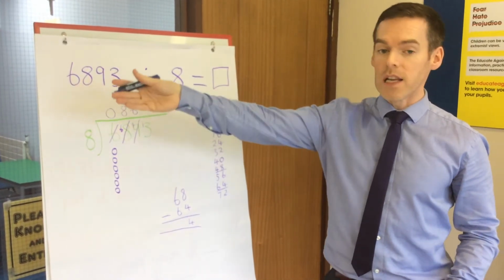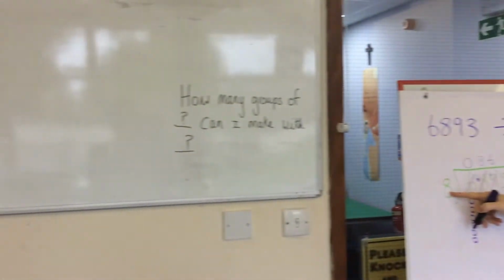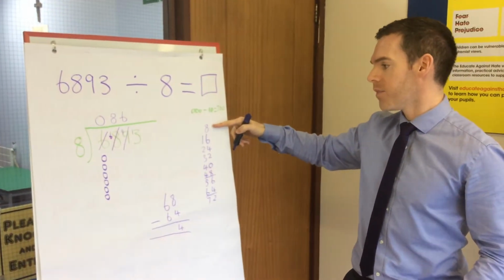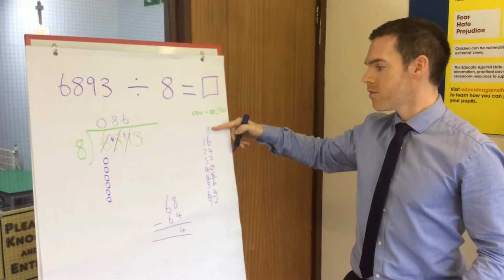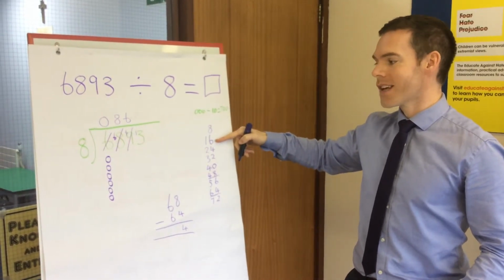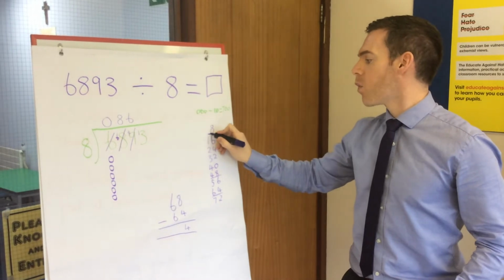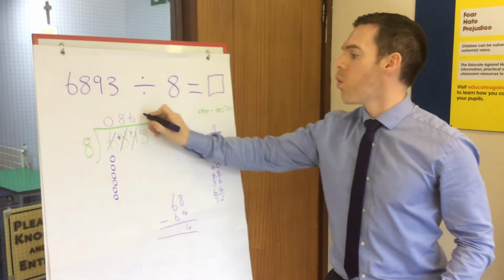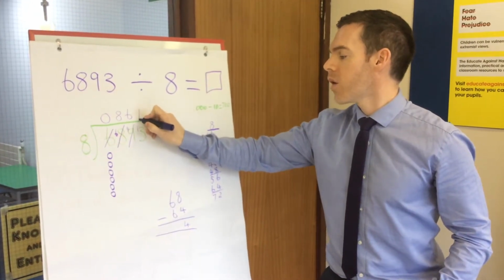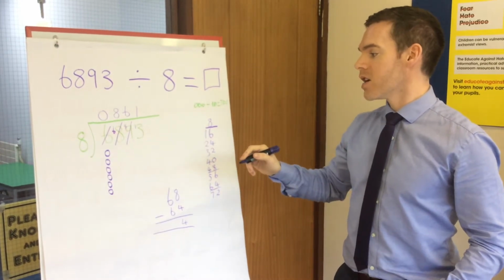And the question again is, how many groups of 8 can I make with my 13 ones? So I need to look at my list again. 1 group of 8 is 8. 2 groups of 8 is 16, that's too many. So I can just make 1 group of 8. That 1 goes on the top. Okay, that's the end of my calculation.